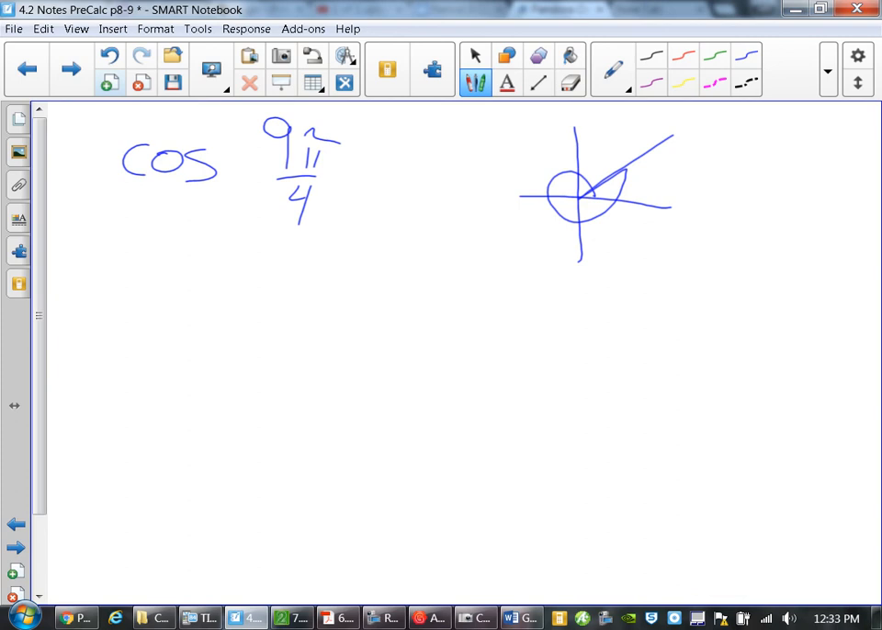Zone 1. So we have, it's cosine, not cotangent. Root 2 over 2. So you do your opposite, or excuse me, adjacent over hypotenuse. So you get 1 over root 2, which is root 2 over 2.